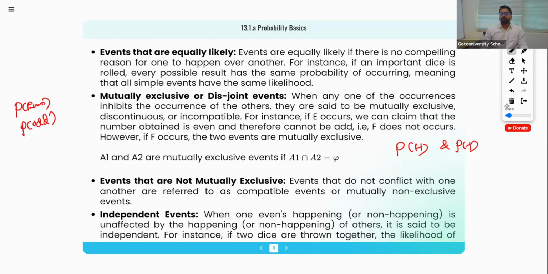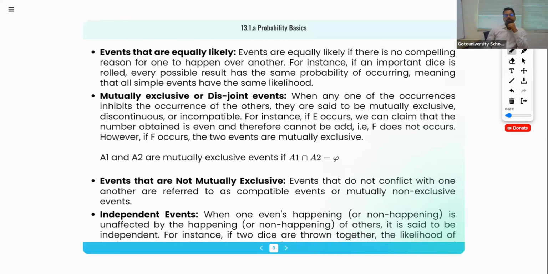Usually mutually exclusive events are mostly binary in nature, but it is not a condition. You might have more than two possibilities also. They will never occur together. As they don't occur together, the intersection of two such events is always equal to 0, or a null set. Next, events that are not mutually exclusive: the events that do not conflict with one another are referred to as compatible events or non-mutually exclusive events.